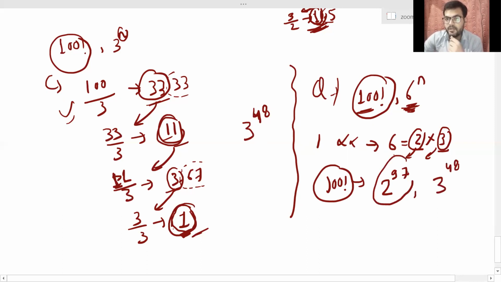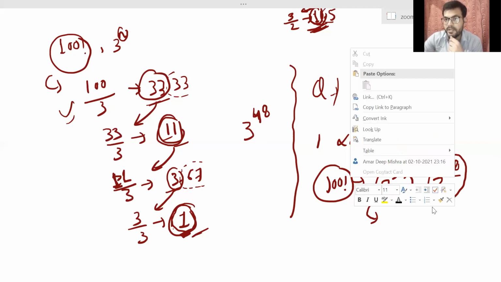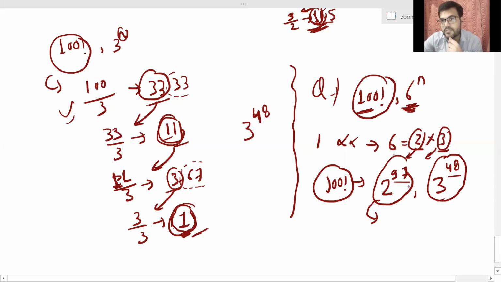So, to get the 6's, how can you make 6? The power of 2 is 97 and the power of 3 is less, which is 48. In any factorial, I had told you already that the power of 2 will always be more as compared to the power of any other prime number. So 3 is a prime number and its power is less, obviously. So if you have to form 6's, how can you form? You can break the power of 2, which is 97, like this: 48 plus 49.